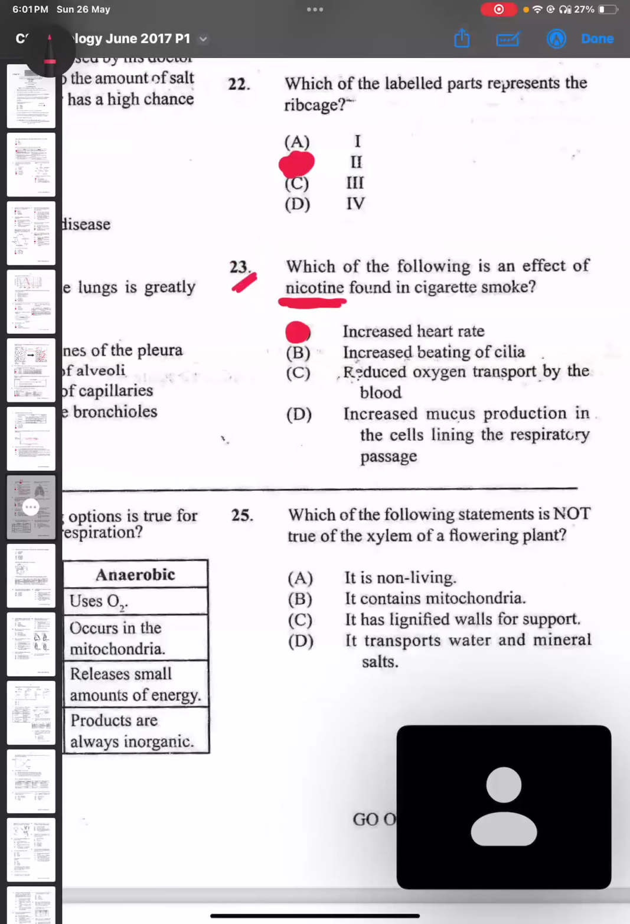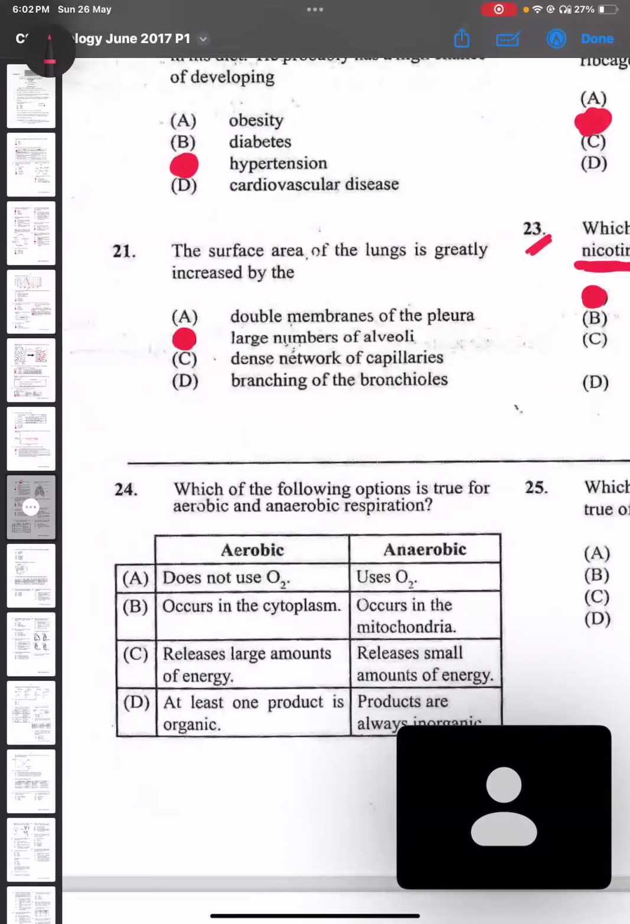And comparing anaerobic and aerobic respiration. A can be the answer. This can be the opposite. So our answer is C. We know that anaerobic respiration produces a small amount of energy while aerobic produces a large amount.